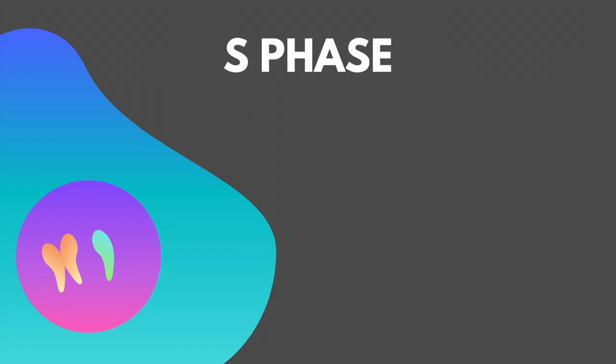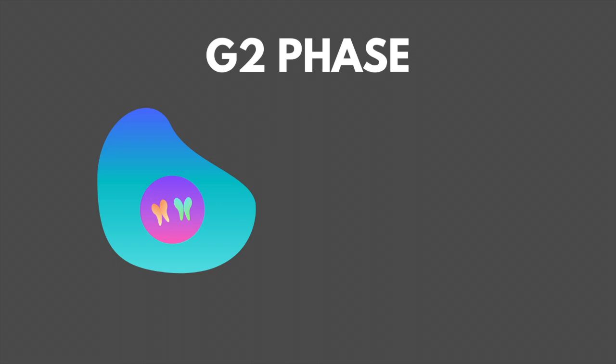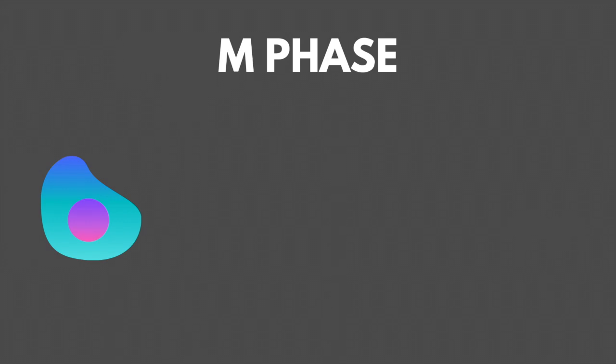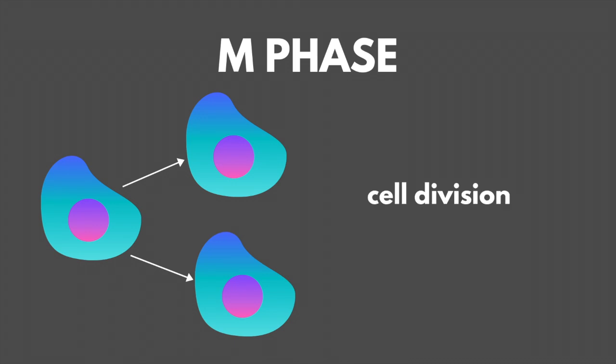During S phase, the cell replicates its DNA. During the G2 phase, the cell continues to grow and starts preparing for the next phase, which is mitosis. The M phase is when mitosis occurs, and that's when a parent cell divides into two identical daughter cells.